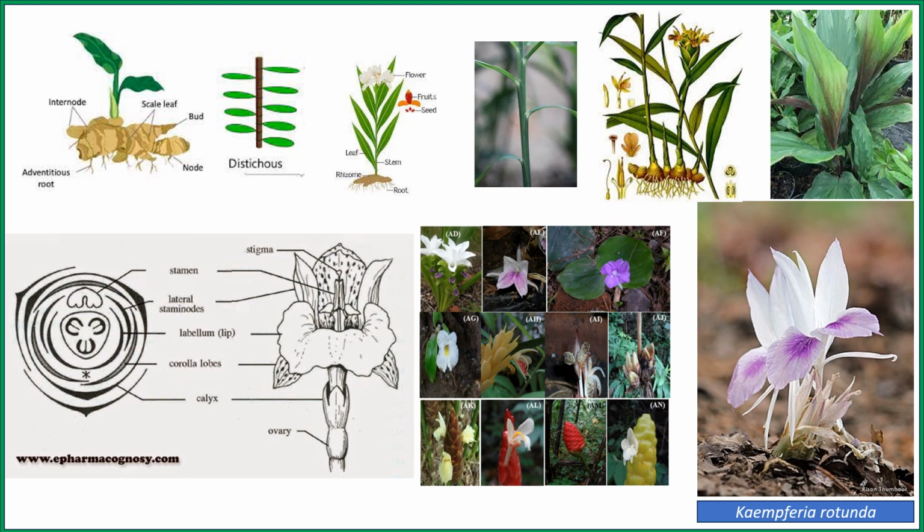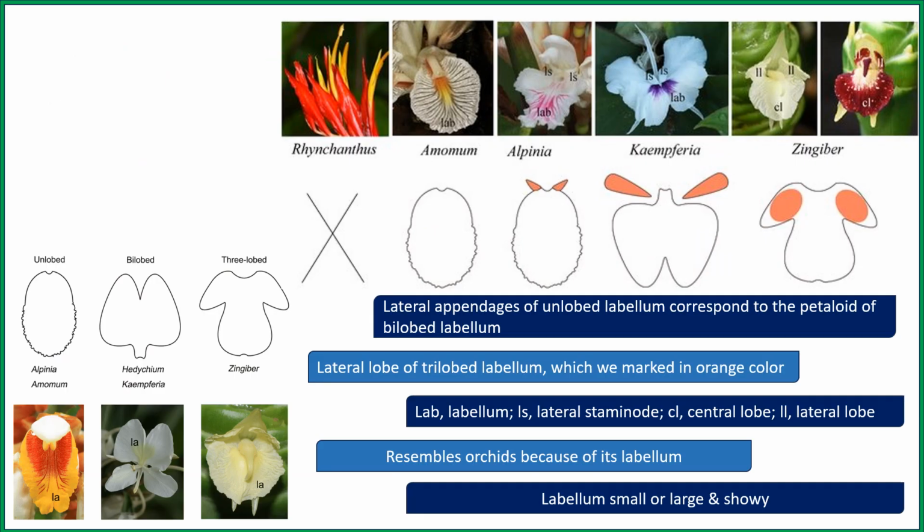Again, in the previous slide, I had talked about how some genera might not have a true stem. In the genus Kaempferia, here I'm showing you Kaempferia rotunda, where there is very little or no stem-like character. You can see the flower seems like it is coming out from the soil directly and not from a stem. This is how it looks.